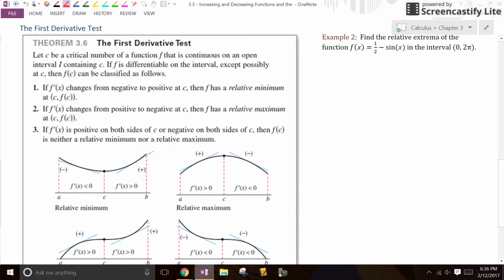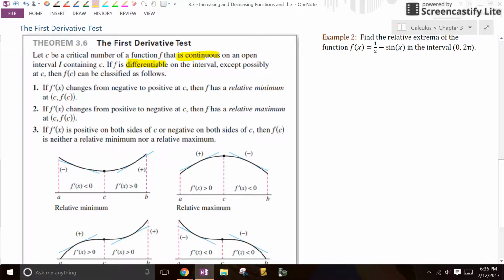All right, nice work. Now let's talk about 3.6. 3.5 told us when it was increasing and decreasing, and then 3.6 jumps along and says, hey, let's call it the first derivative test. Let's tell you if it's a maximum or a minimum. All right, it's not too bad. Again, same rules, right? It's got to be continuous. It's got to be differentiable.